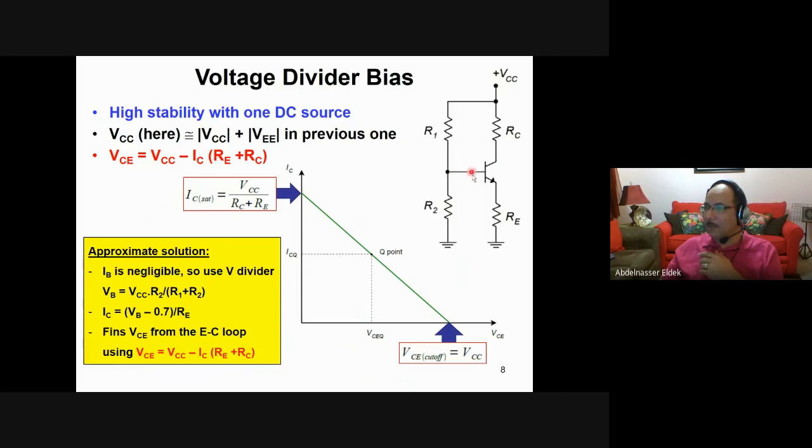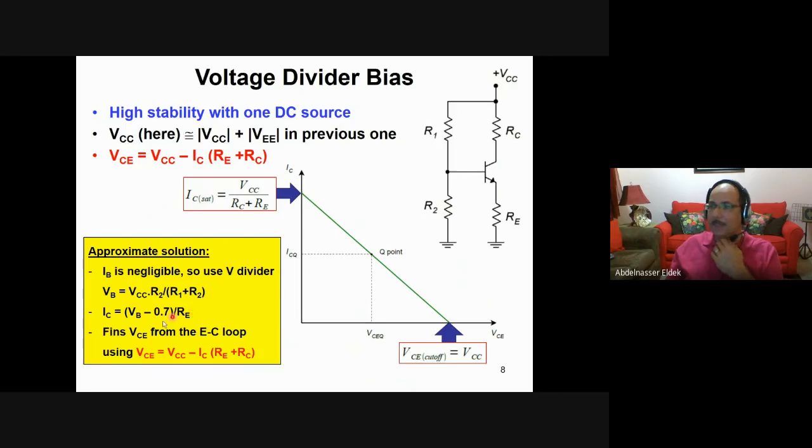Now if I know the voltage here, then the voltage at this point is VB minus 0.7. This is the voltage at the emitter. If you divide this voltage by RE, this will give you IE, or IC approximately, as IC and IE are almost the same. So IC will be approximately VB minus 0.7 divided by RE. So this is the approximation.